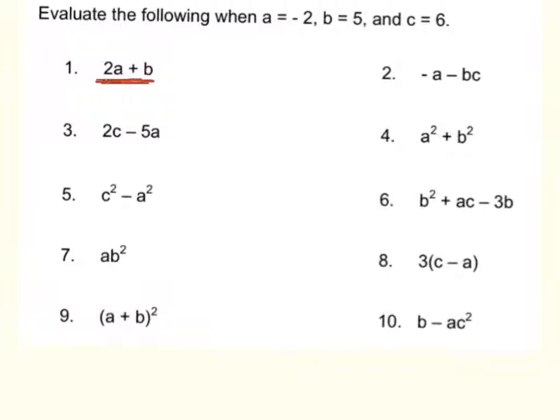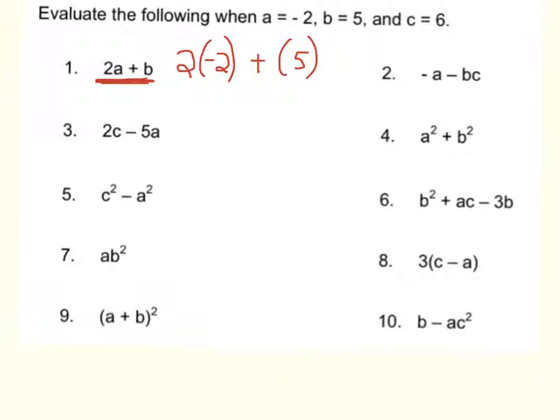So I'm going to rewrite 2a plus b, and I'm going to substitute the a and the b. And I want you to notice what I do. When I substitute, which we didn't do in the previous example, I'm going to always put what I substitute, a is negative 2, into parentheses. B is 5. So anything that I substitute, I put in parentheses, and the reason I do that is not because of PEMDAS necessarily, but because of negative signs.